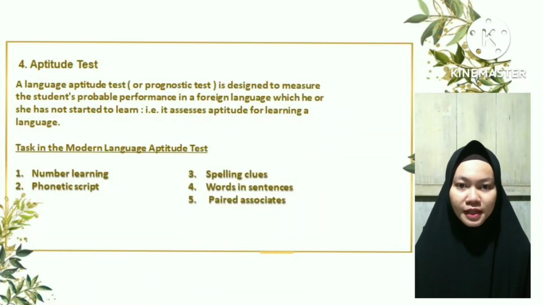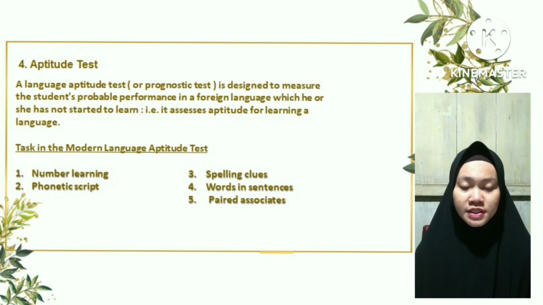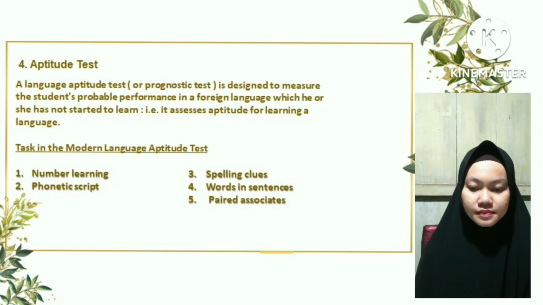Hello everyone, my name is Maharani Kusumaputri. My student number is 2020205018. I want to continue the material from Fani Nur Suhaini about the fourth aptitude test.